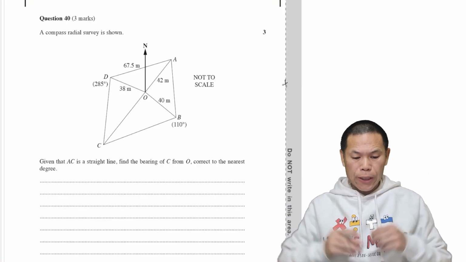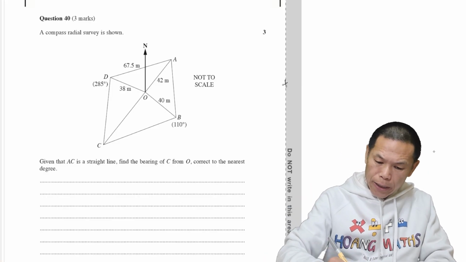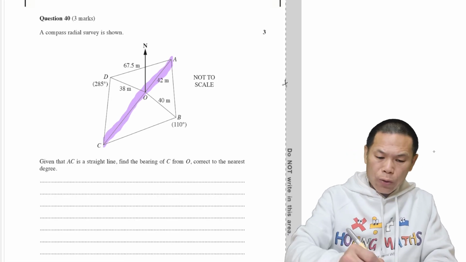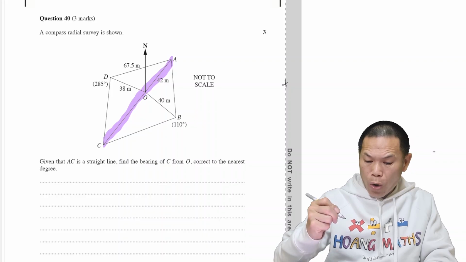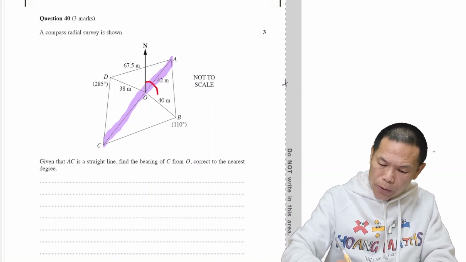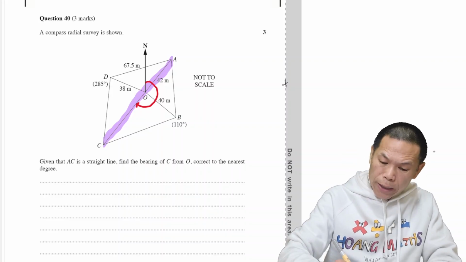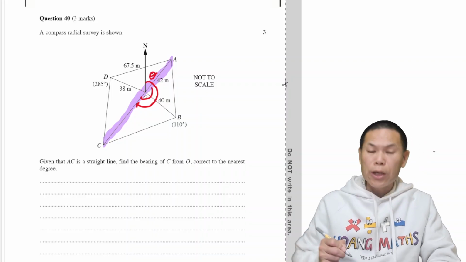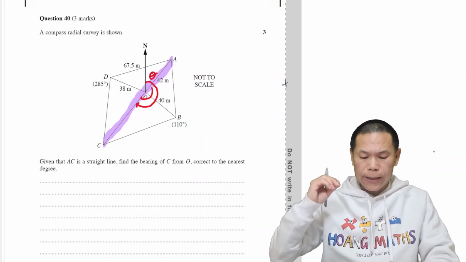Question number 40. We know that AC is a straight line, so keep that in mind. The question is, we need to find the bearing from O to C. From O to C means from here to here. We know that this is 180 already, so we just need to find this angle theta. We add 180 degrees. That will give us the answer.